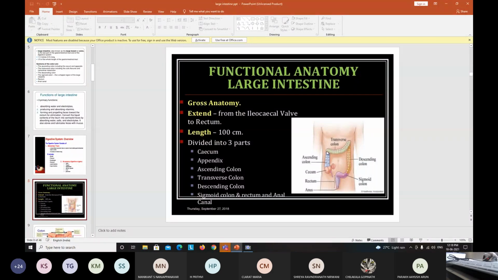Right colic flexure. Then it continues as the transverse colon. Then this is the left colic flexure. Now this one is the descending colon. Now this dark purple colored S-shaped part is the sigmoid colon. Then it continues as the rectum and anal canal. These are the parts of the large intestine, from the cecum to the anus.